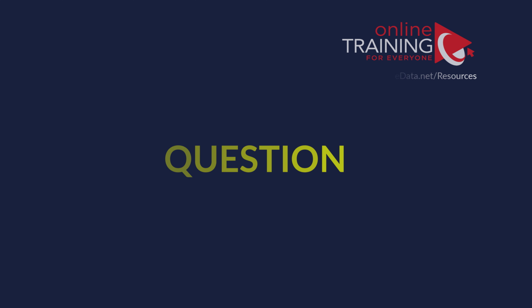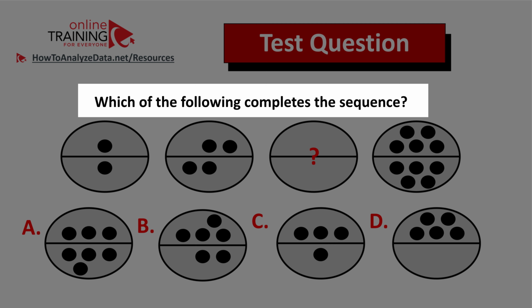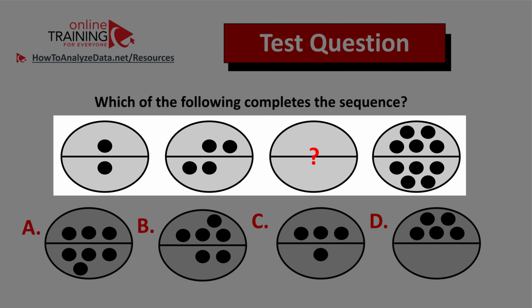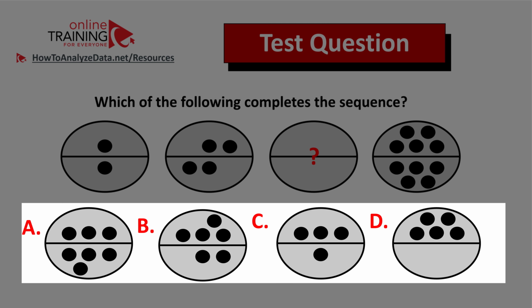Let me share with you a tricky question which tests your analytical and pattern recognition skills. Here is the question. Which of the following completes the sequence? You're presented with the sequence of 4 ovals and the 3rd one is missing. And you have 4 different choices to choose from. Choice A, B, C, and D. All choices with the similar ovals, just with the different dots located in the different places of the oval.